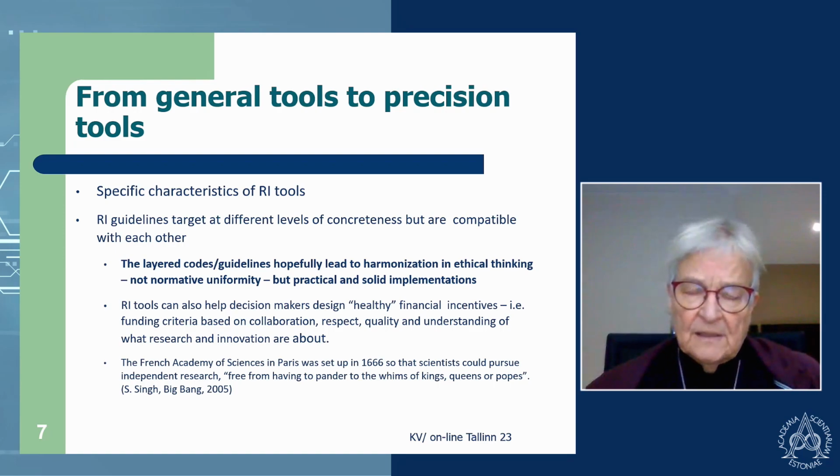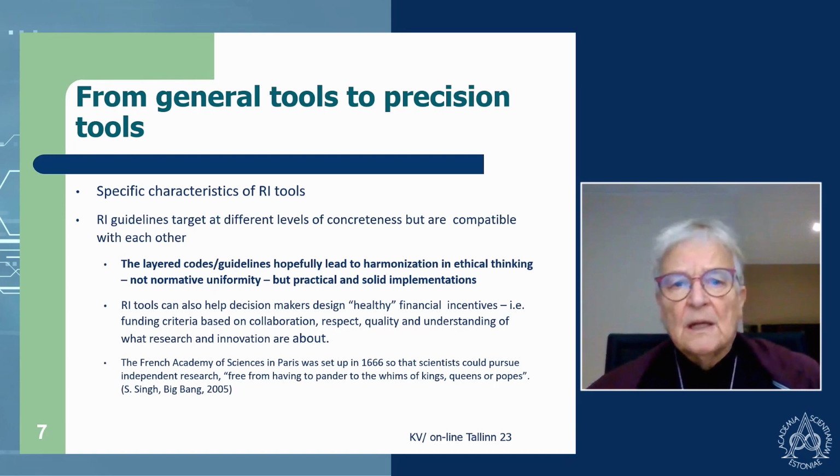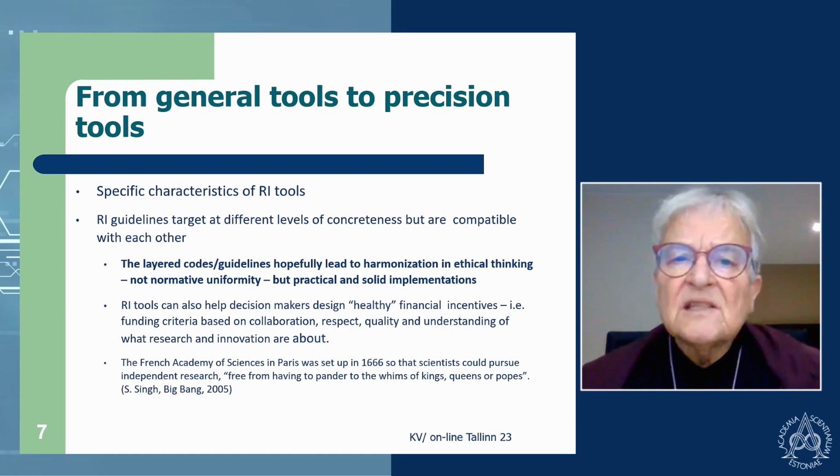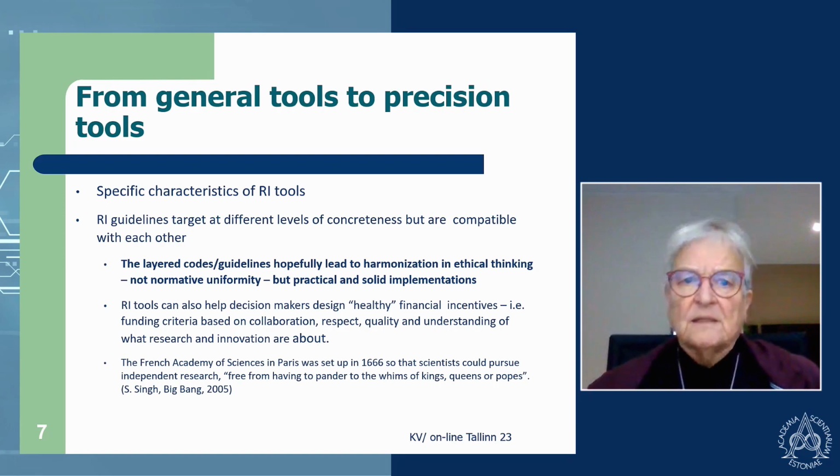What is typical of these research integrity tools is that the different research integrity guidelines target different levels of concreteness, but they are compatible with each other. These are layered codes that hopefully will lead to a kind of harmonization in ethical thinking, not normative uniformity, that's not the purpose, but practical and solid implementations in different contexts, at national levels, institutional levels, and so on.